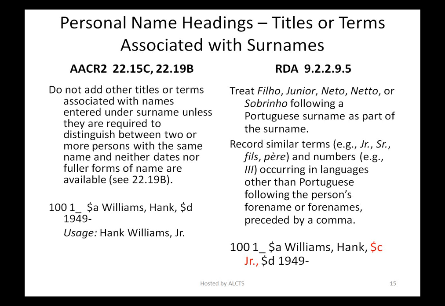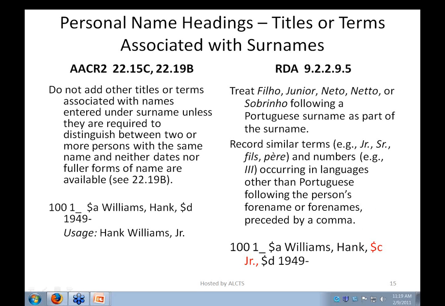So we would get the case of Hank Williams Jr. where we have his birth date, so the heading would not include Jr. in AACR2. Whereas in RDA, we're told that those terms indicating relationship are treated as part of the preferred name. So Mr. Williams would include Jr. as well as the date in his heading.